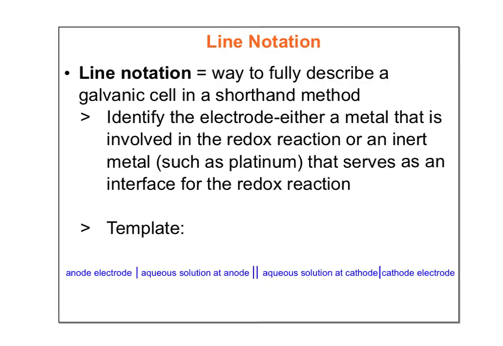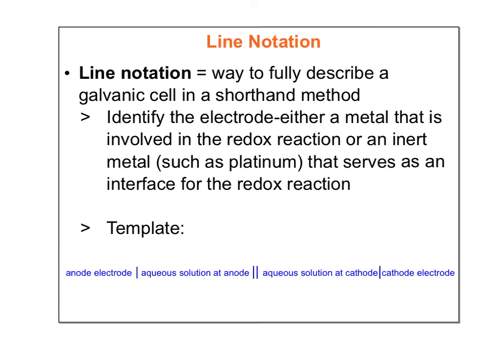All right, one way to describe a galvanic cell is called line notation. The AP exam doesn't use this a lot, but your textbook does. So instead of drawing a full picture or describing in these long paragraphs what the galvanic cell looks like, they will write it this way. They're going to do what the electrode is at the anode with a line. They're going to tell you what's in the aqueous solution at the anode. They're going to do a double line to show that it's separating the anode from the cathode. They're going to tell me the aqueous solution at the cathode, a single line, and then the electrode.